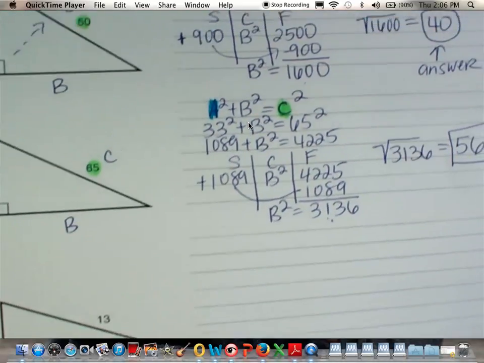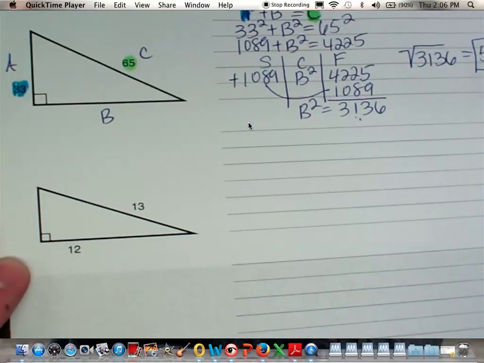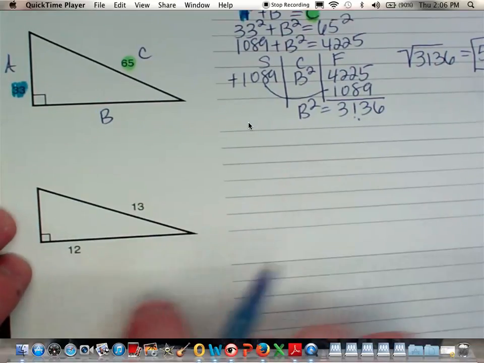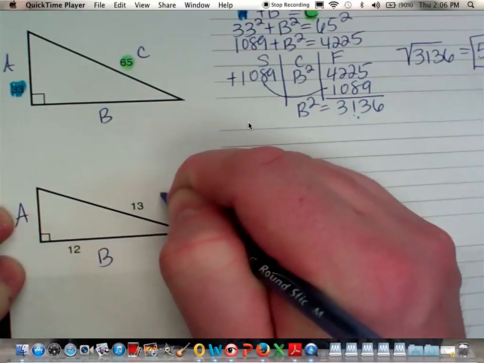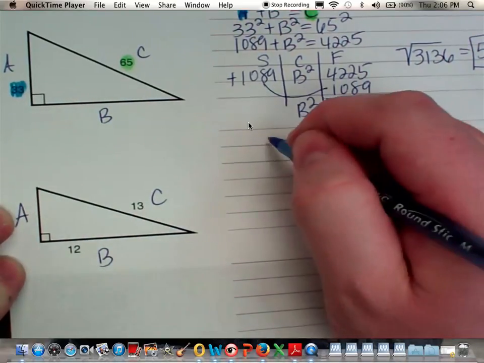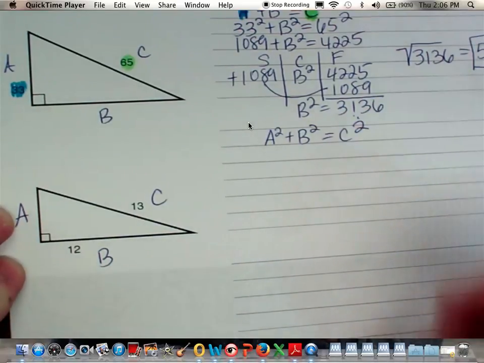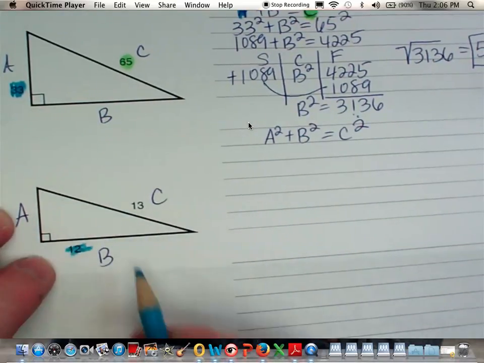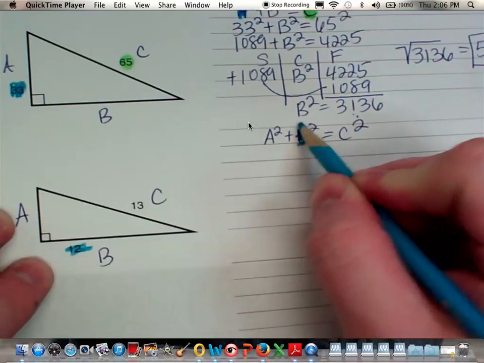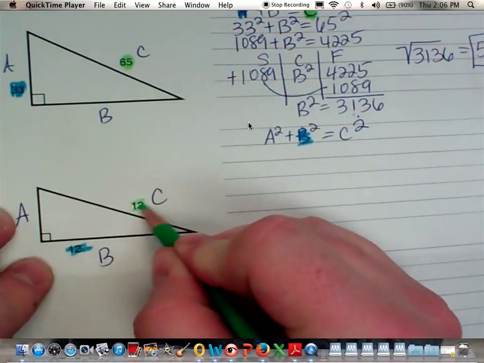Okay? I'm going to do one more with you, and then we're going to go onto your iExcel for you to work on. I'm going to show you one on there, how I want it on your paper. This right here is your triangle again. Just label them. A, B, C. Write down your equation. A squared plus B squared equals C squared. Color pencil time again. I'm going to color this 12. And he's B, so he goes with this right here. And then this green C goes in here.